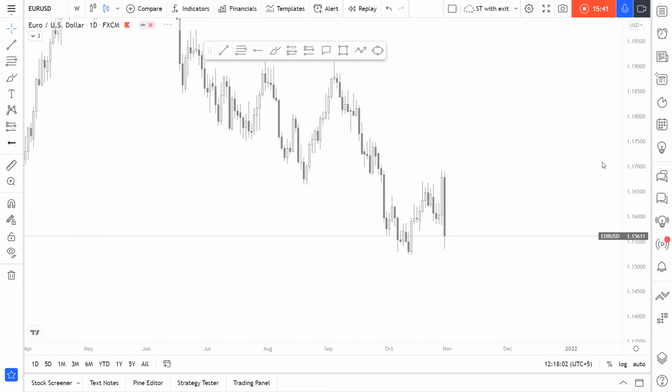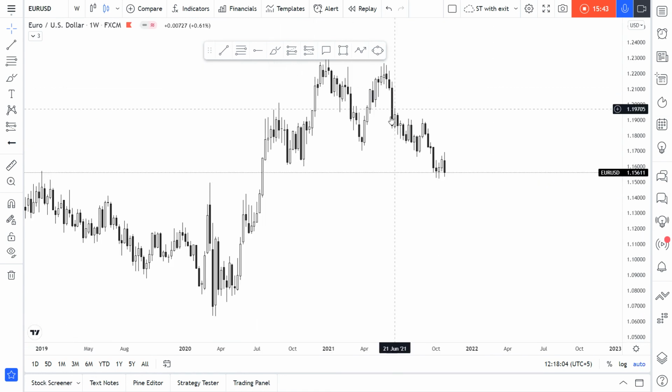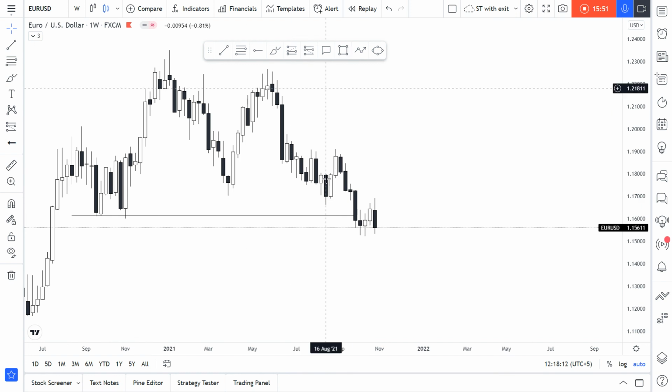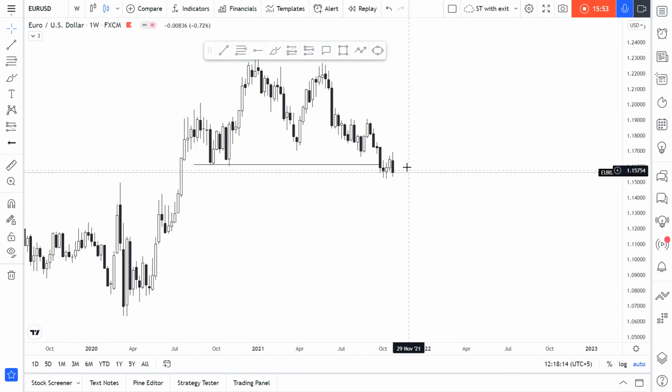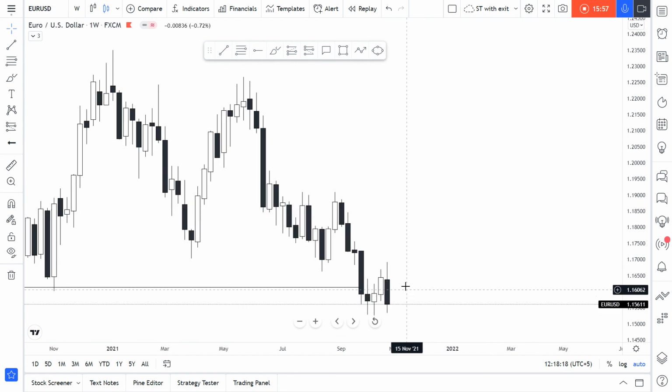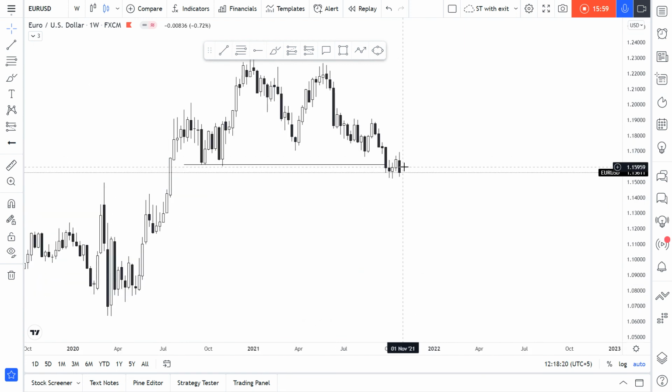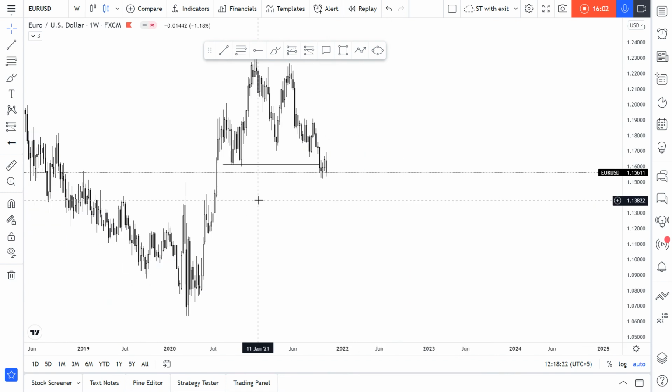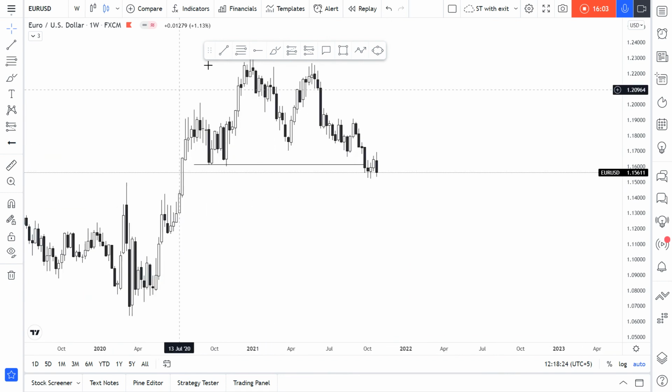Let's look at the weekly time frame. On the weekly time frame, we got this breakout to the downside, and we just tested some levels, previous lows, and we got the bearish weekly engulfing. It engulfed. So next week, I'm going to be bearish on Euro USD.